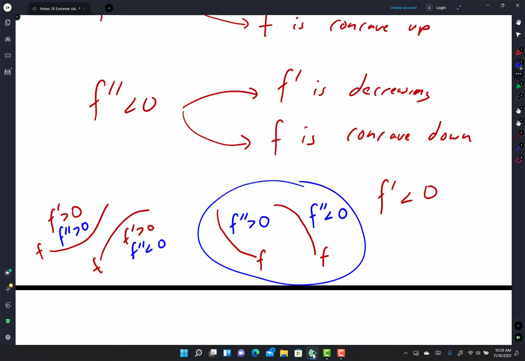But isn't the slope decreasing? No. The slopes are negative, but they're increasing: negative 10, negative 8, negative 5, 0. They're getting less negative. The slopes are smaller in magnitude.